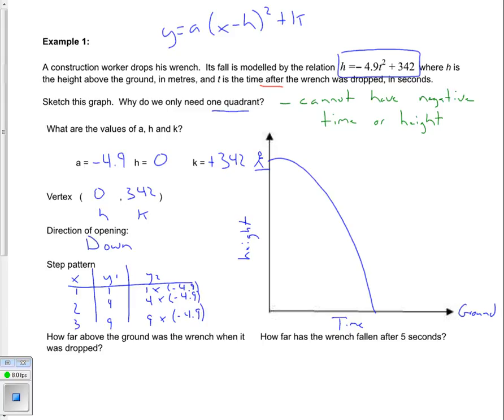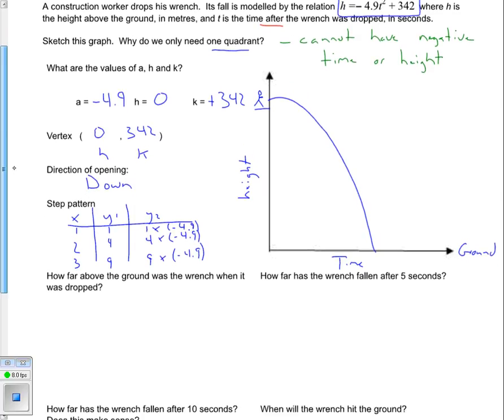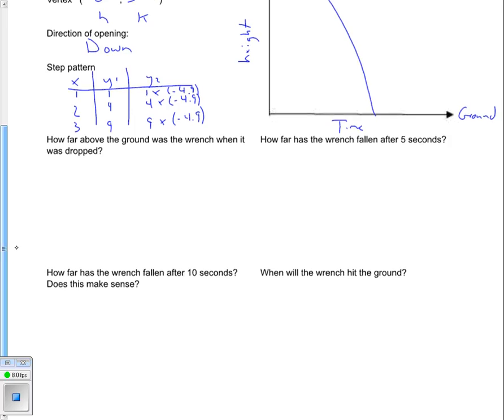But we can also use the equation to figure out information using straight algebra. We want to know right off the bat how far above the ground the wrench was when it was dropped. We know the equation is y equals negative 4.9 t squared plus 342. When it was first dropped, how much time has actually passed? What's the time value?